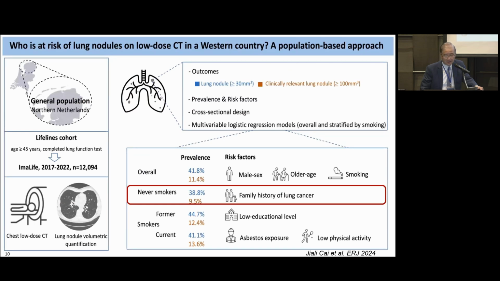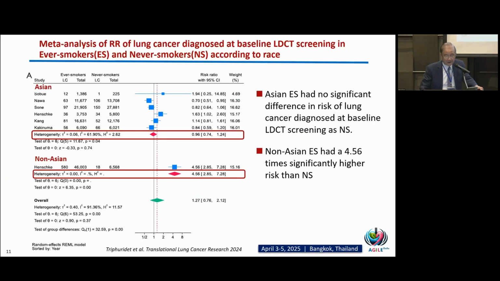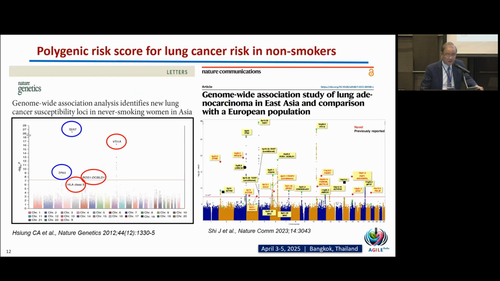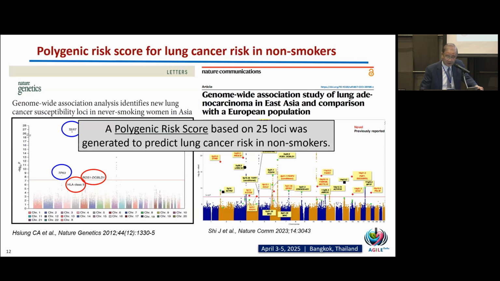This is a study done in New Zealand. They also found that lung cancer in non-smokers is associated with family history. And in the meta-analysis, it is very strange: the risk for never-smoker men in Asia is the same as for ever-smokers in Asia. It's quite different from Caucasians. And there are some SNPs associated with the risk of lung cancer, more than 25 of them in total. They can help us develop a polygenic risk score to identify high-risk subjects who can benefit from low-dose CT screening.